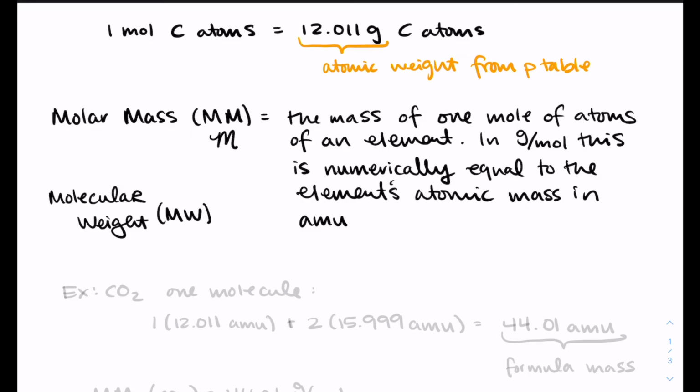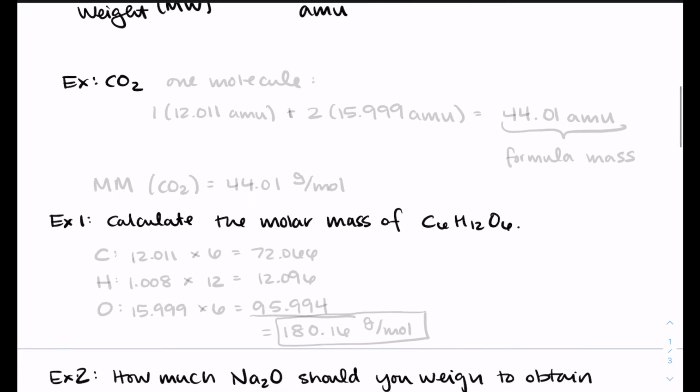Let's do carbon dioxide. 1 molecule of carbon dioxide has 1 carbon atom that weighs 12.011 AMU, and 2 oxygen atoms that weigh 15.999 AMU each. So we're taking the atomic weight from the periodic table, using the subscripts from each atom in the formula, and adding them up to find out how much one molecule would weigh. And that would be 44.01 AMU.